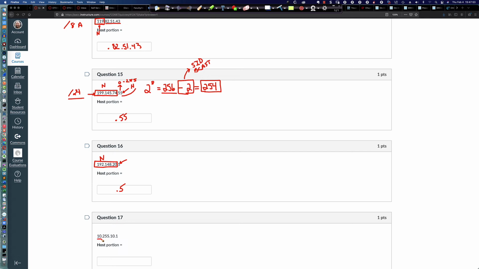Now we come down to the 10 dot. Again, another RFC 1918 block of addresses. So this would be a Class A. That is the network portion of the address, the first octet, the first 8 bits, meaning our answer for the host portion is going to be 255.10.1. Let me get rid of those last 2 periods there. They got out of the way. .1. All right, and that would be the host portion.